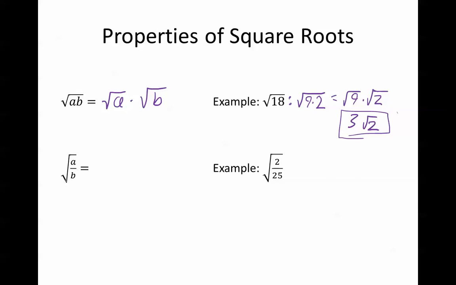This second one says the square root of A divided by B is the same thing as the square root of A divided by the square root of B. That's helpful because for the square root of 2 over 25, I don't have a number that multiplied by itself is 2 over 25, but I can use this property to break it down to root 2 over root 25. And since 25 is a square number, I can simplify that down further. So these properties allow us to break the roots into their square factors.